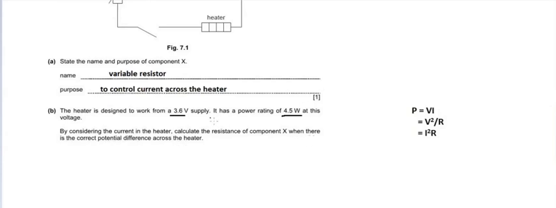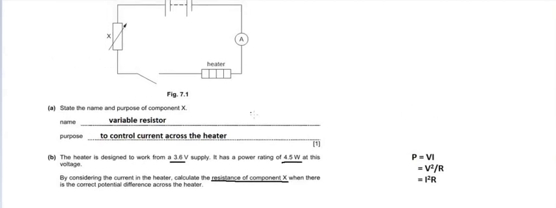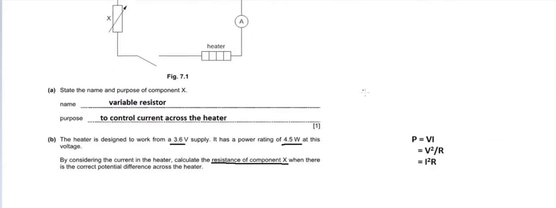So we want to find out what is the resistance. We need to find out the resistance of the component X. This we need to find out. Okay, and the ratings of the heater are given, that is 4.5 watt and the 3.6 volt, that is the potential difference. So first of all, we need to find out the current flowing through the heater.